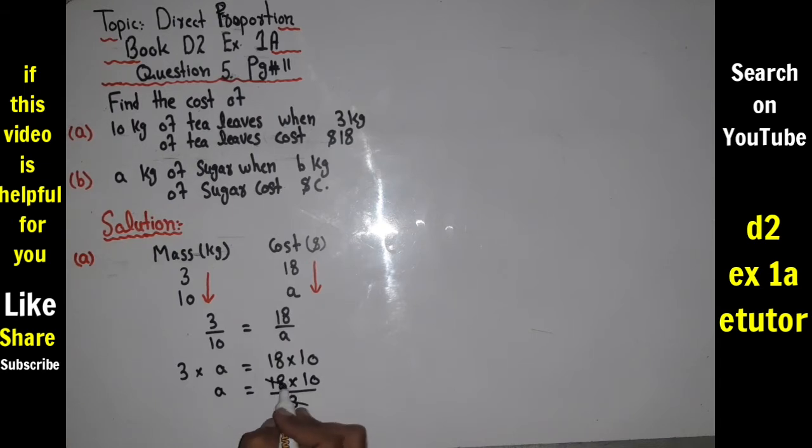So we can cancel these two terms. 3 ones are 3 and 3 sixes are 18. In denominator we have 1 and 6 multiplied by 10. The answer will be 60. So the value of a equal $60.